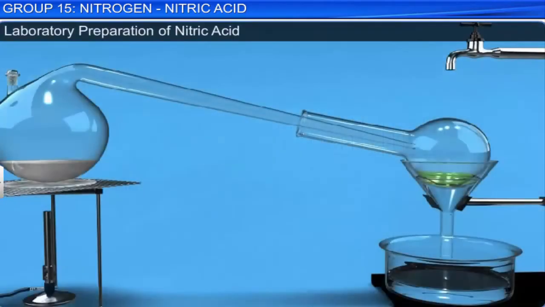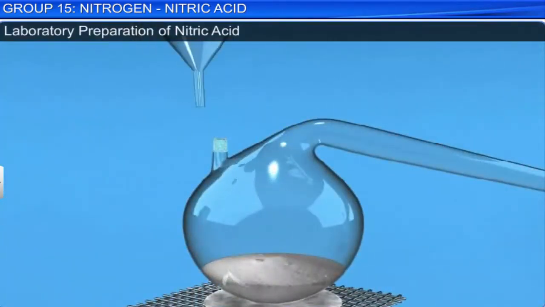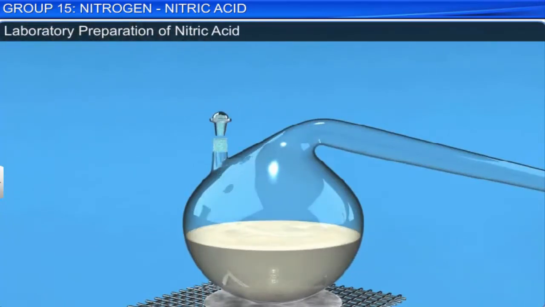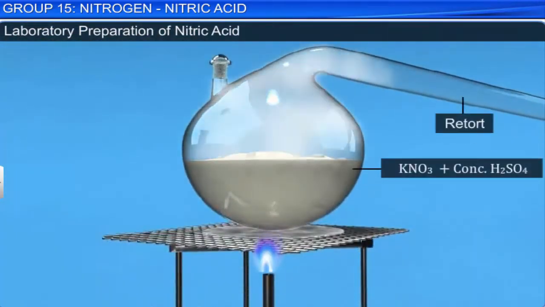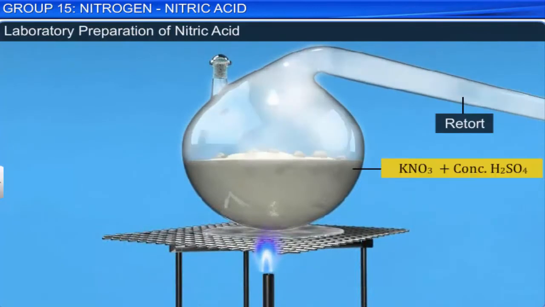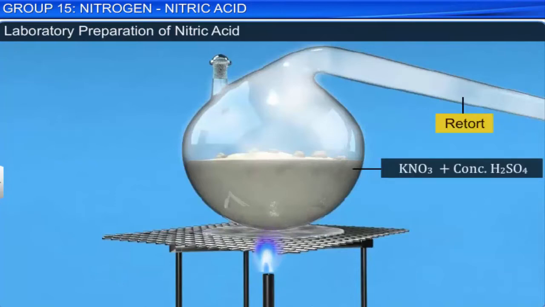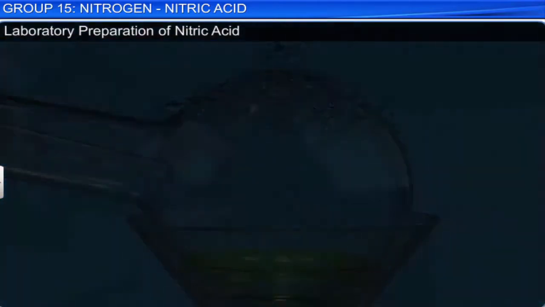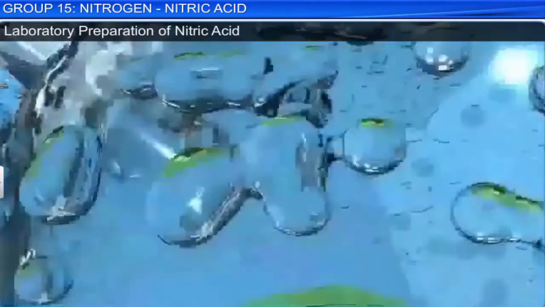In the laboratory, nitric acid is prepared by heating potassium nitrate or sodium nitrate with concentrated sulfuric acid in a retort. The vapors obtained are condensed in a water-cooled receiver.